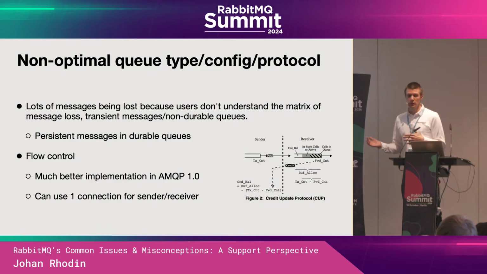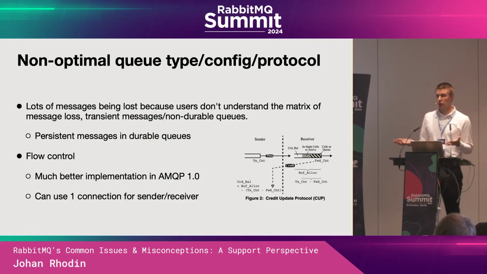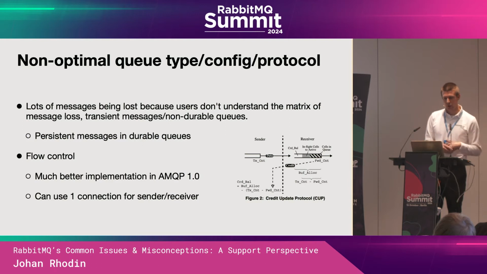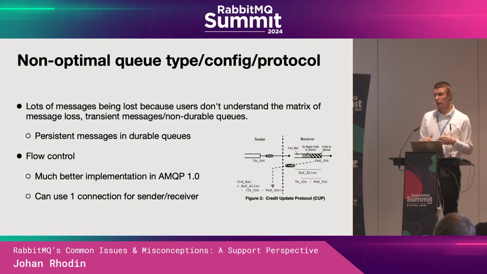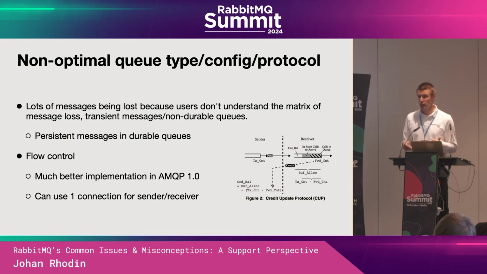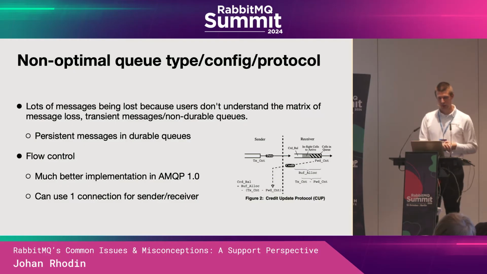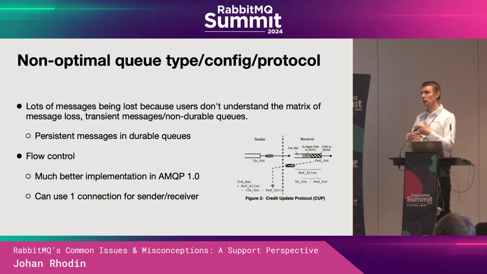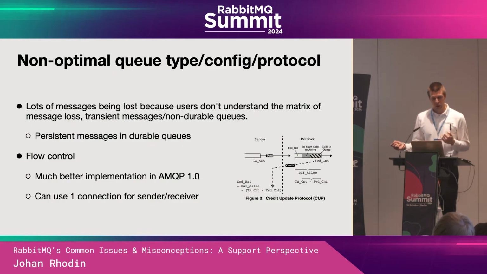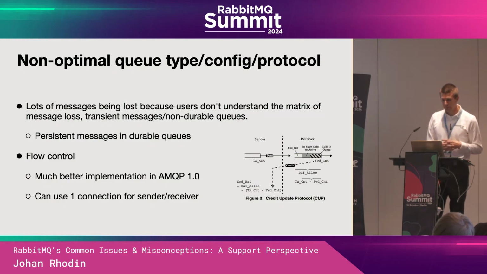A common issue is not using the optimal queue for whatever it is that you're doing, or not the optimal configuration, or not the optimal protocol. As we heard about here, there are some features regarding flow control in AMQP 1.0.